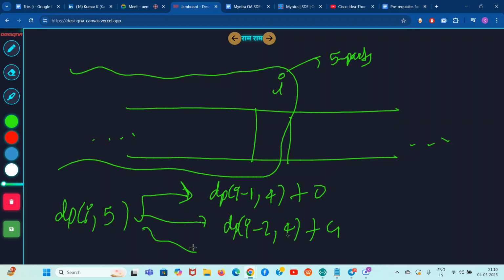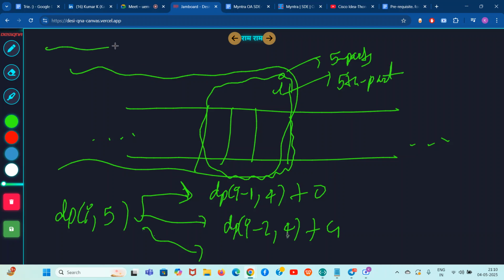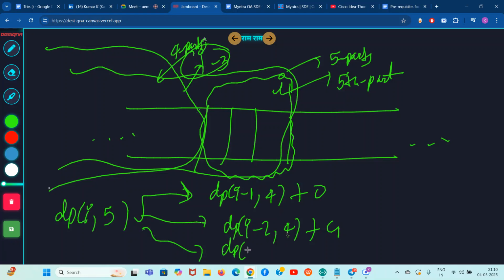Third possibility is that you take these three elements and put these three elements in the fifth part, and the rest of the elements left are I minus 3. These I minus 3 elements you need to divide in four parts. So that is nothing but dp[I minus 3][4] plus the best cost.